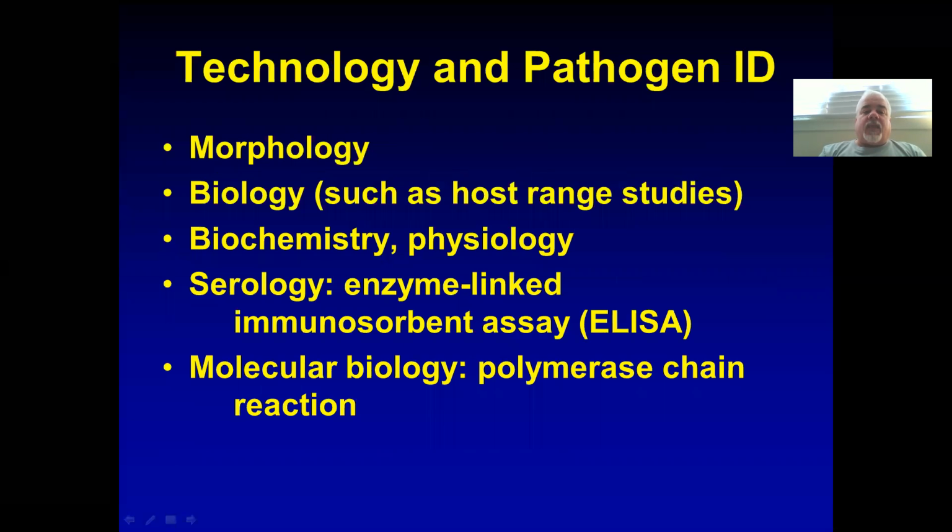All right. So how do you identify the pathogen? Well, morphology, what does it look like? Gross morphology, what does it look like with the naked eye? What does it look like under a microscope? What about biology, the host range studies? I'll show you a picture of a host range study in a moment. That'll make it easier. Biochemistry and physiology, so you can look at the proteins and the other biochemical aspects of the organism and what it's doing to the plant in the disease response.